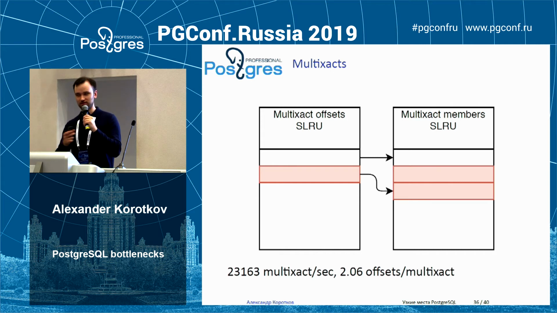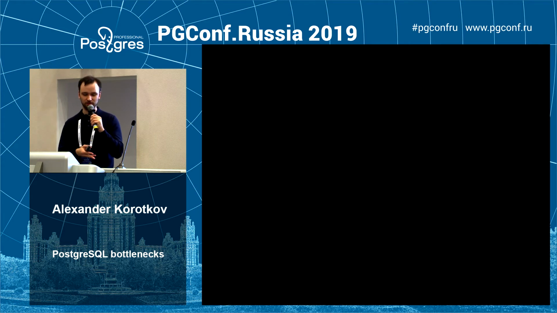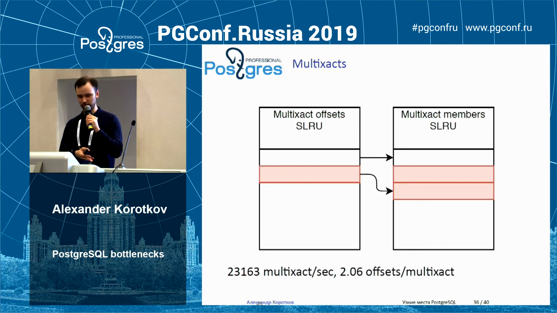So it turns out that in our case, when the transactions overlap with each other and make lock for share, they generate multixacts in a very large flow. That's why I got 24,000 multixacts generated per second, and on average 2 members per offset. That means that on average 2 transactions locked one row.